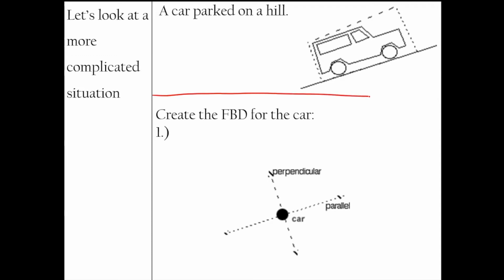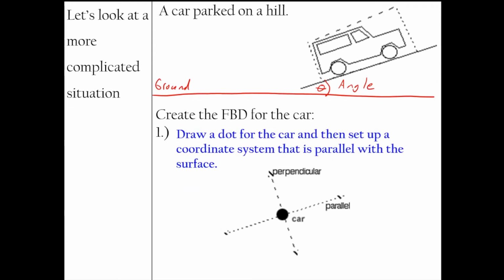So if I were to draw the ground real quick, I would see that this ground and the hill are making some angle here. This is going to be very important when we construct our free body diagram. And just a reminder, a free body diagram is just a way of showing the forces that are acting on this object in a given situation. So our first step is going to be draw a dot for the car. So here's our dot that represents the car.